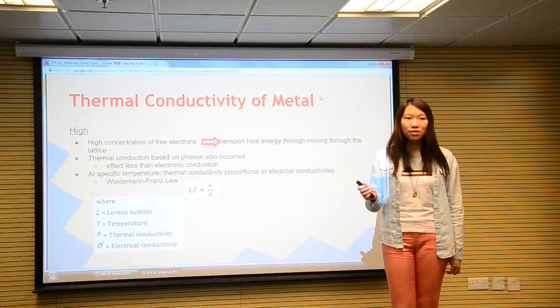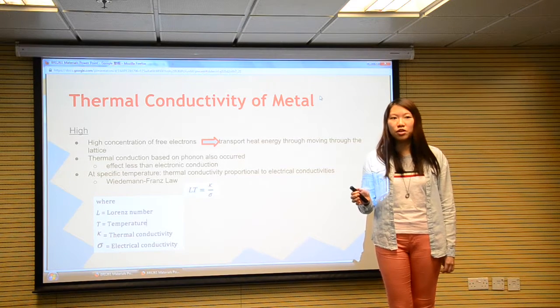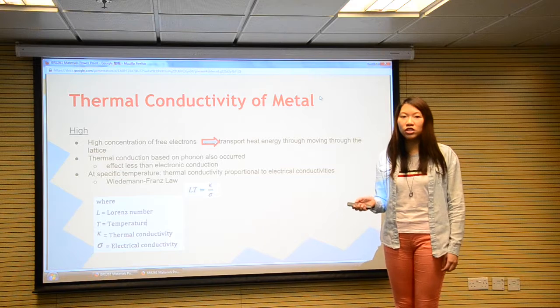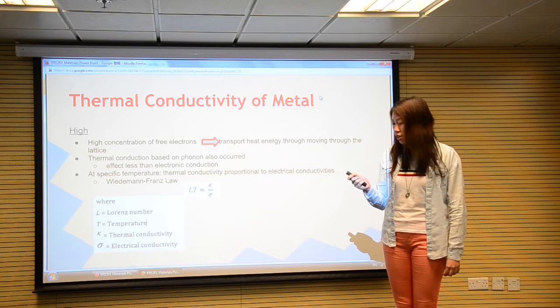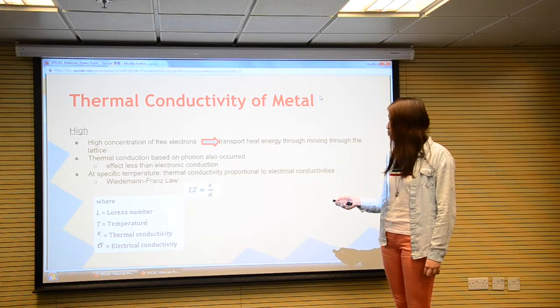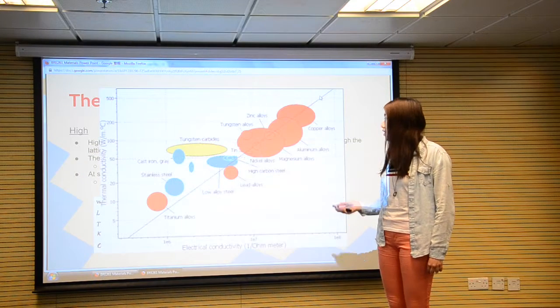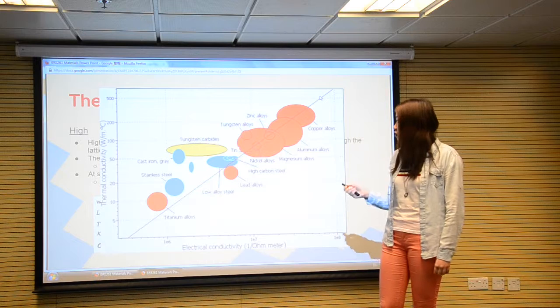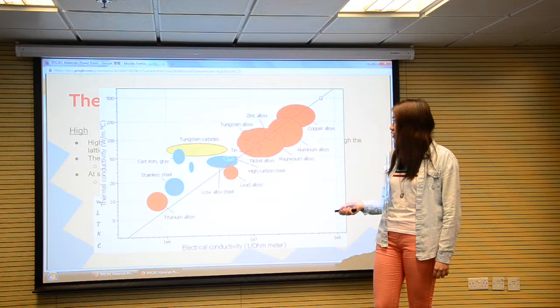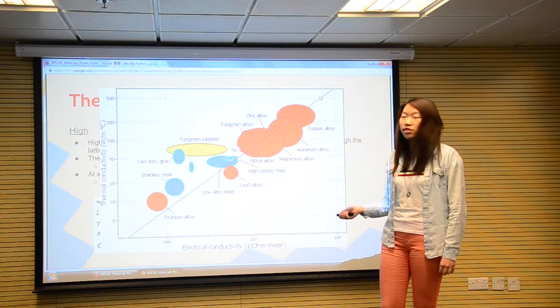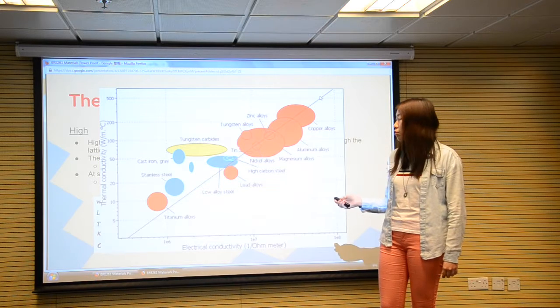At a specific temperature, the thermal conductivity is proportional to the electrical conductivity, which is according to the Wiedemann-Franz law, as shown here. And this is a graph showing the relationship between the thermal conductivity and the electrical conductivity of metals, and you can see that they are proportional.